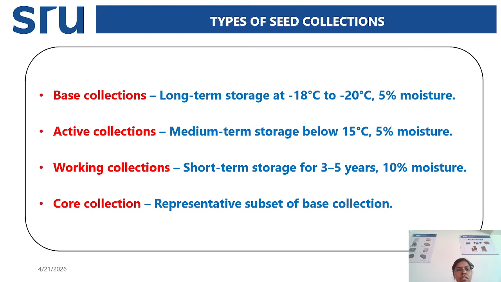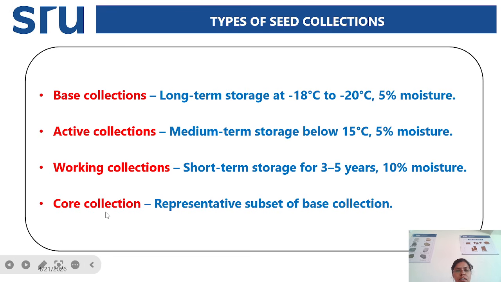And next is active collections. In active collections, the seeds are stored at below 15 degrees temperature with 5% moisture content, and we can store the germplasm for 10 to 15 years. And next is working collections. In working collections, the seeds are stored below 15 degrees temperature with 10% moisture content. We can store the seeds for a very short period, 3 to 5 years. These are the collections which are widely used in the breeding programs, that is the working collections.